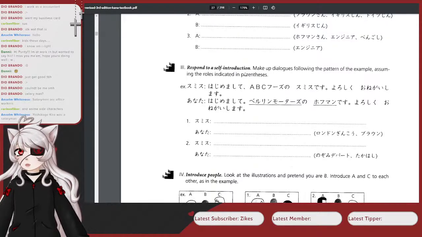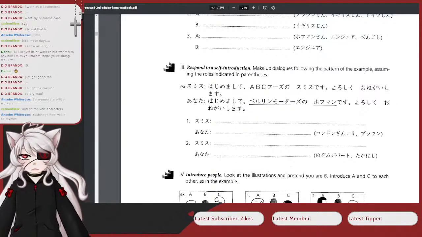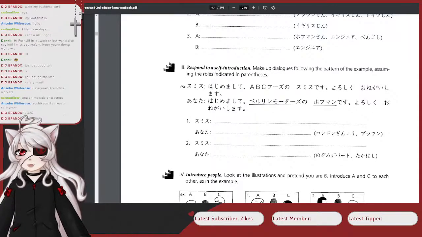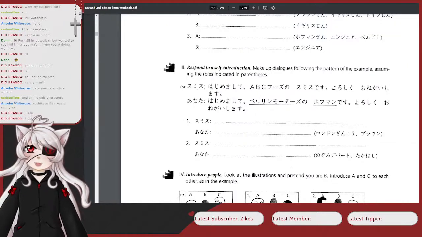Yoshikage Kira was a... Wait, why does that name sound familiar? Yoshikage Kira? Oh, is it JoJo related? Why would you set him off like this? Why would you set him off like this? No!